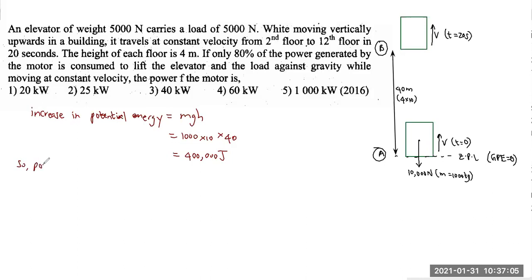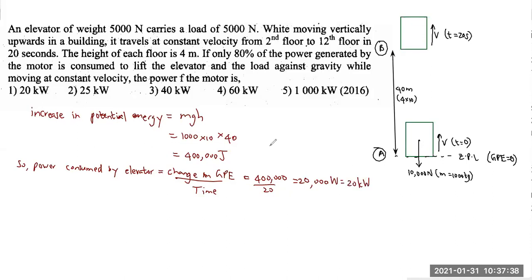So, power consumed by elevator. Power consumed by elevator is equal to, what is the equation for power, people? Change in energy divided by time. Change in gravitational potential energy, you have to divide it by time. So the change in potential energy is 400,000 joules. The time taken is 20. Therefore, it's going to be 20,000 watt or 20 kilowatt. Now that answer is there, but that's not the correct answer because they are asking for the power of the motor, right?